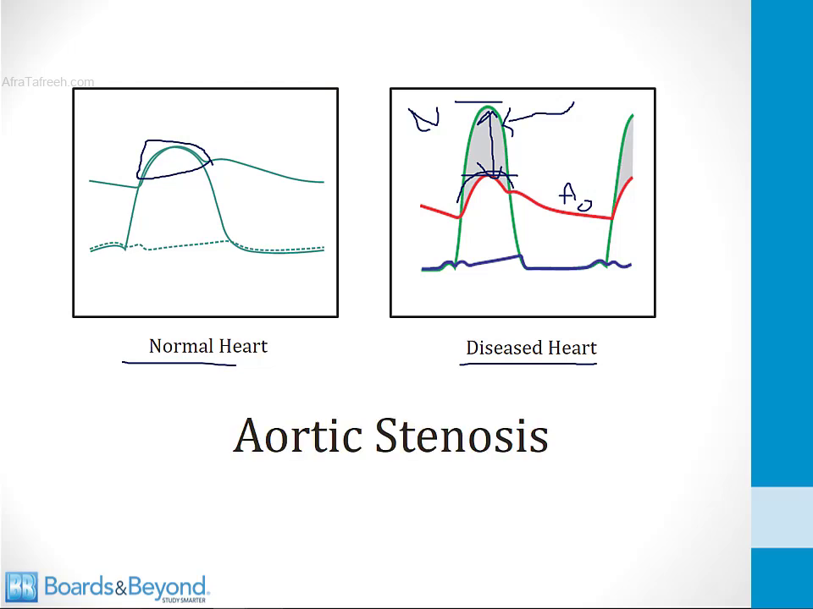In aortic stenosis, left ventricular pressure has to get very, very high to open a stiff aortic valve. So what you see on the Wiggers diagram is a very high left ventricular pressure relative to the maximum aortic pressure. They are not right on top of one another as they should be.